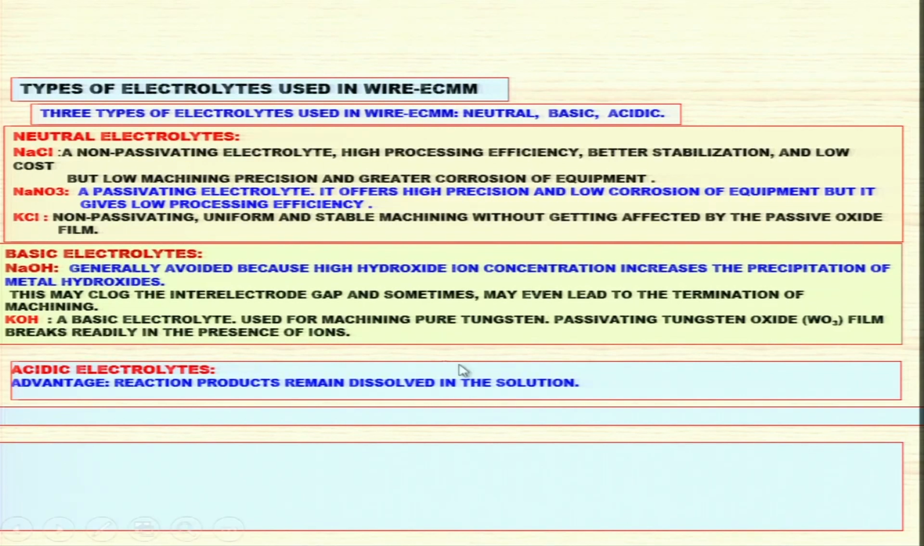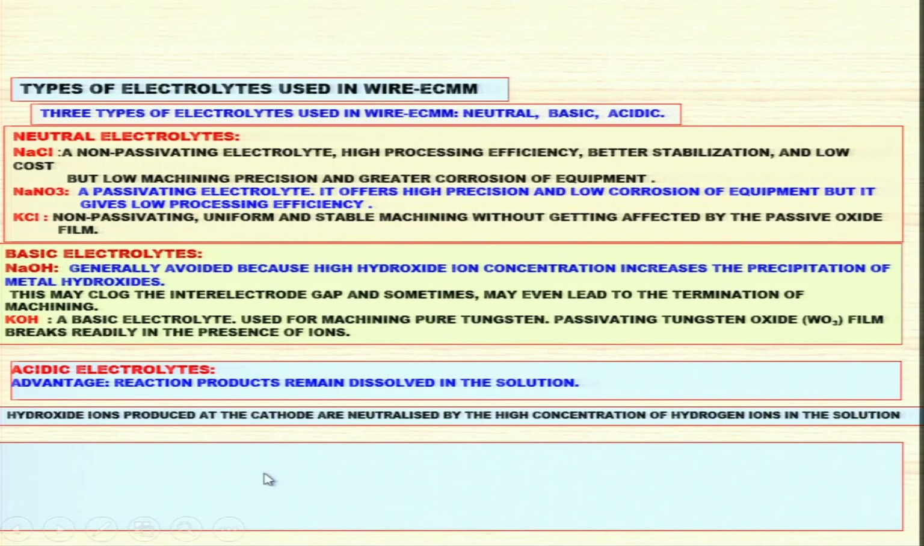Acidic electrolytes, please note it carefully, this sentence holds true for NaOH, not for KOH. Advantage of acidic electrolytes: reaction products remain dissolved in the solution, which is not the case in neutral electrolytes and basic electrolytes. Hydroxide ions produced at the cathode are neutralized by the high concentration of hydrogen ions in the solution. So, we continue with the types of electrolyte used in wire ECMM. We continue with HCl. In the presence of aqueous HCl as the electrolyte, pitting corrosion of metallic glass usually occurs. The passive film breaks down due to the adsorption of chlorine ions.